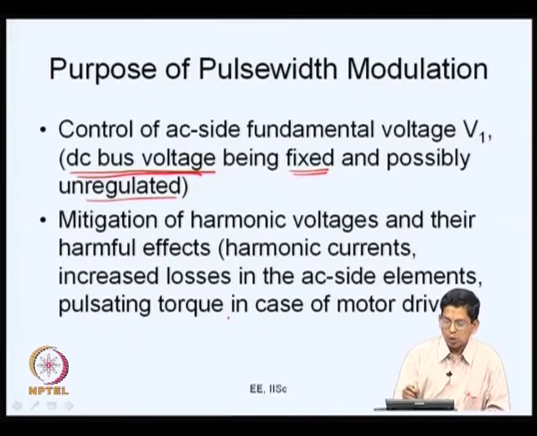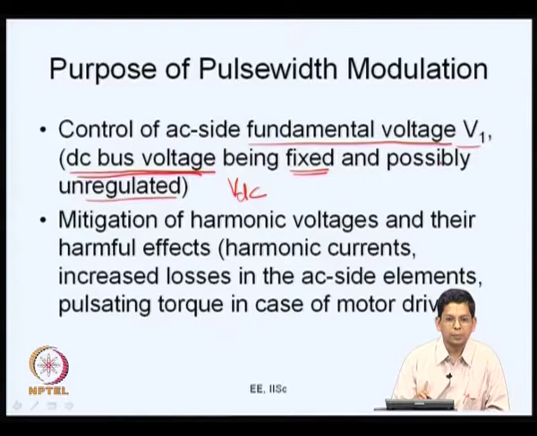So, we want to realize whatever fundamental voltage we need on the AC side. Let us call it V1. Given a certain DC bus voltage, which we can call VDC, we want to realize this V1, and who should do this? It is the PWM converter that should do this. The inverter as such can produce a range of fundamental voltage for this given VDC. Now, you want a specific voltage, let us call it 60% or 70% or whatever. So, the first goal of pulse width modulation is to ensure that the fundamental voltage has the desired amplitude, that you need to control the AC side fundamental voltage.